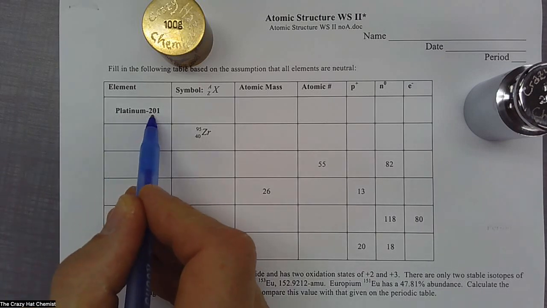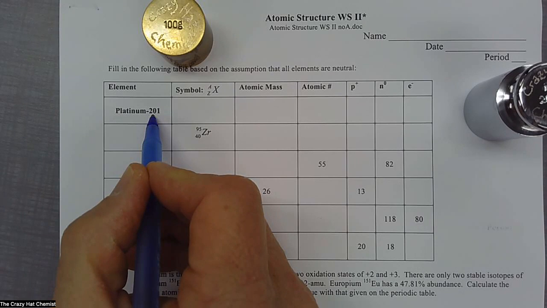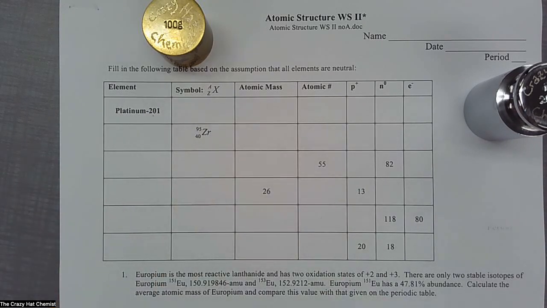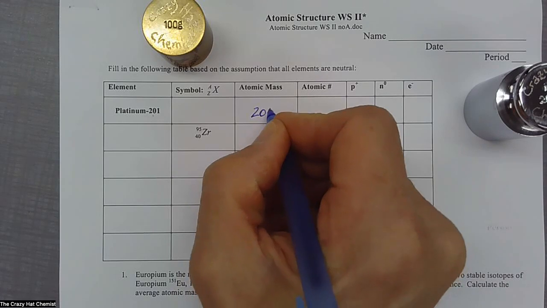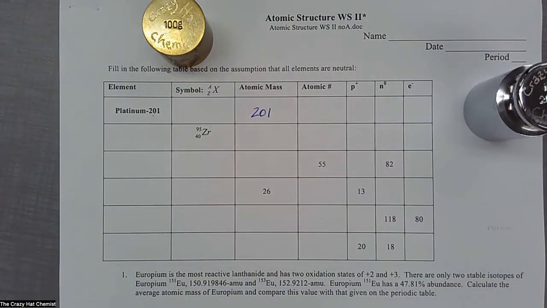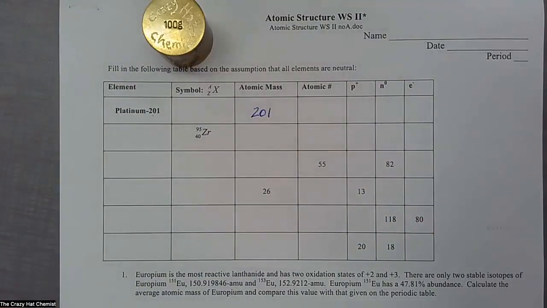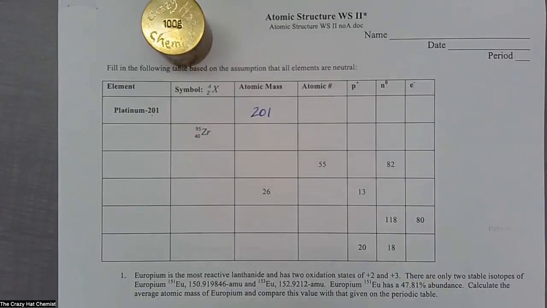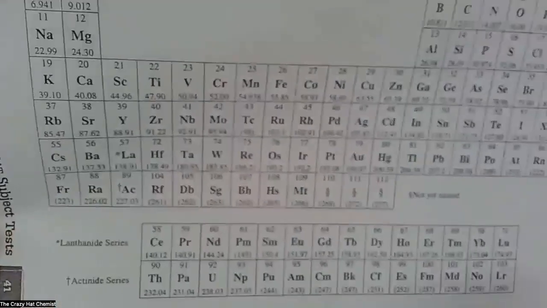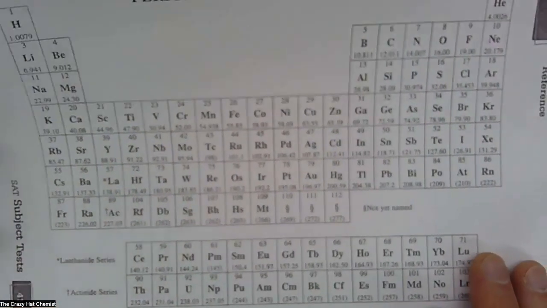This one says platinum 201. This 201 is actually the mass of platinum. This is an isotope of platinum, it's not an average, if you will. Then what we need to do is find the atomic number for platinum. That should be relatively easy. We're going to look for a mass approximately around 201. It won't necessarily equal that, but it will be in the ballpark.